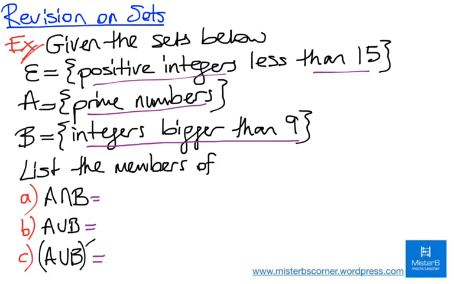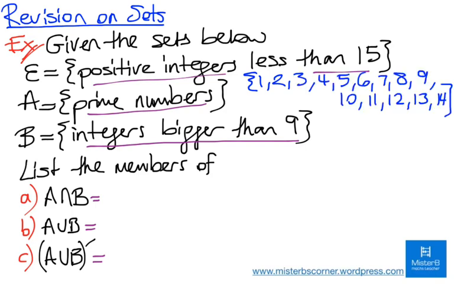The first thing I will do is to list the members of each set. So positive integers less than 15, it's going to be 1, 2, 3, up to 14 because it says less than 15.